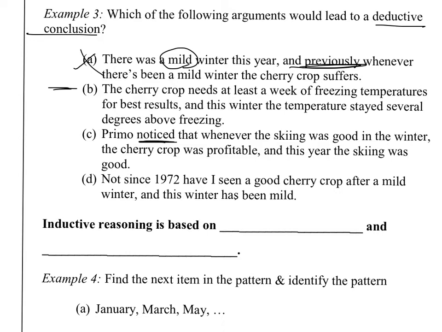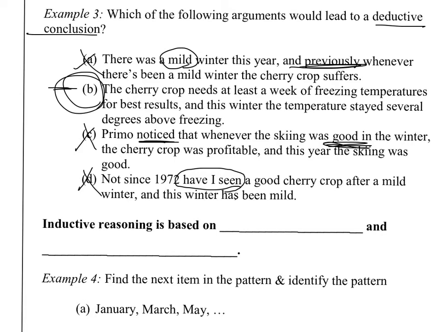C: Primo noticed whenever the skiing was good. So again, these are indications of inductive. These are observations, and they are opinions about what weather is good. D: Not since 1972 have I seen. So again, that's an observation. So for me, B is the clear-cut winner. It's the only one that's not based on observations or opinions.